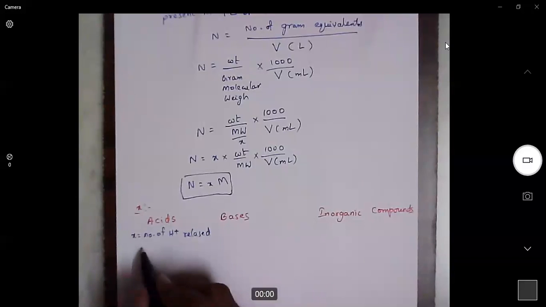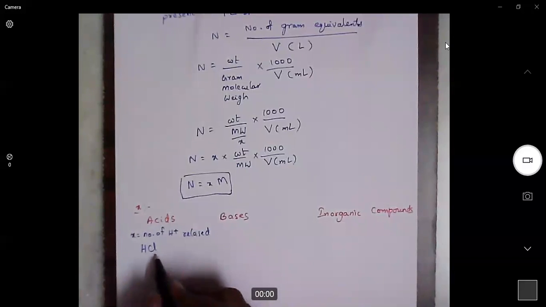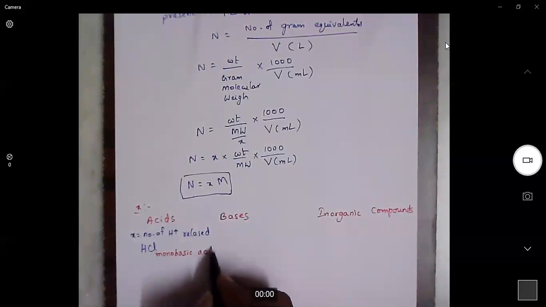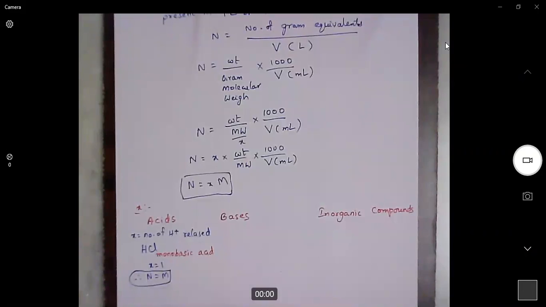What is an acid? It releases H plus ions. For example, hydrochloric acid releases one H plus ion. So it is called a monobasic acid. In the case of HCl, X is equal to 1. Therefore, for HCl, normality is equal to molarity.